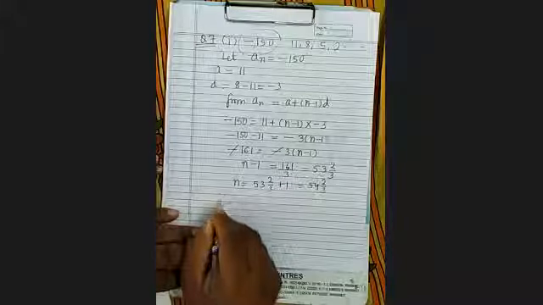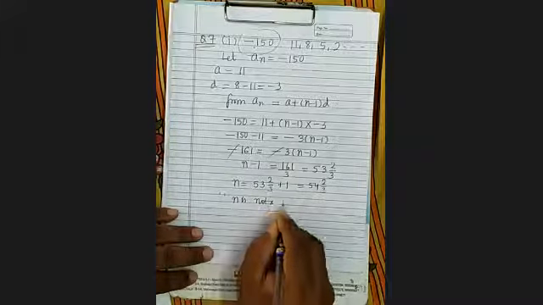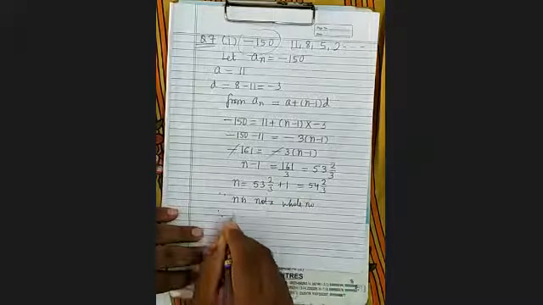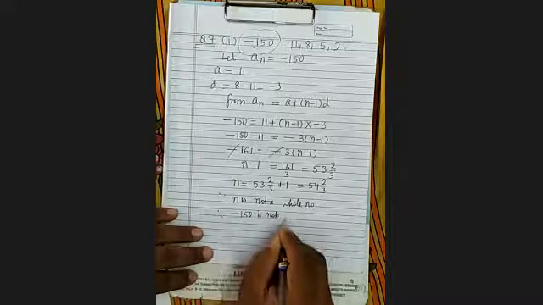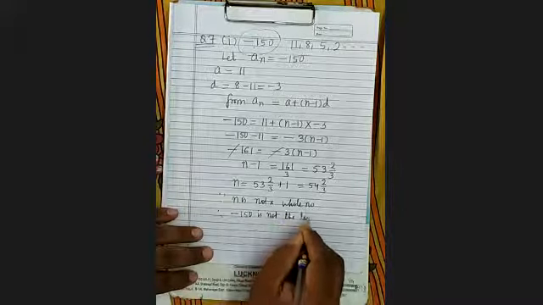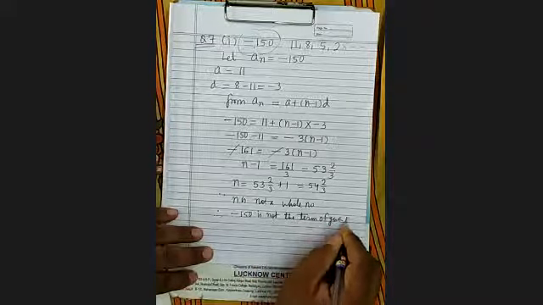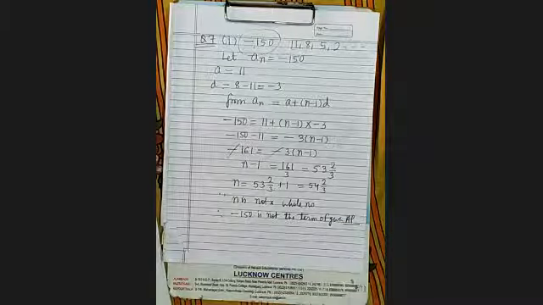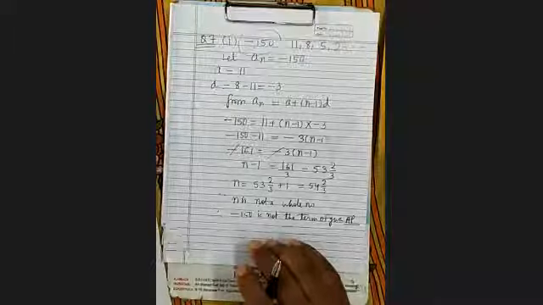So since n is not a whole number, therefore minus 150 is not a term of the given AP. Minus 150 क्या है? AP का term नहीं है. This is clear? Yes, sir.